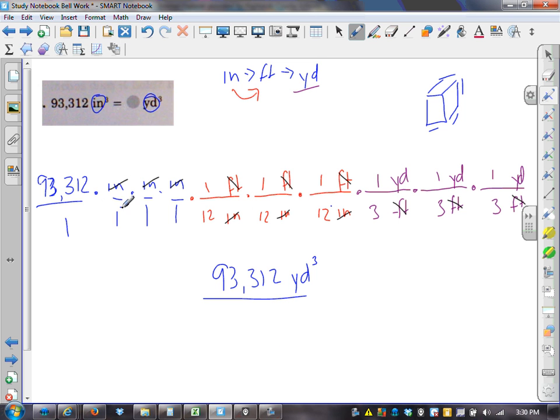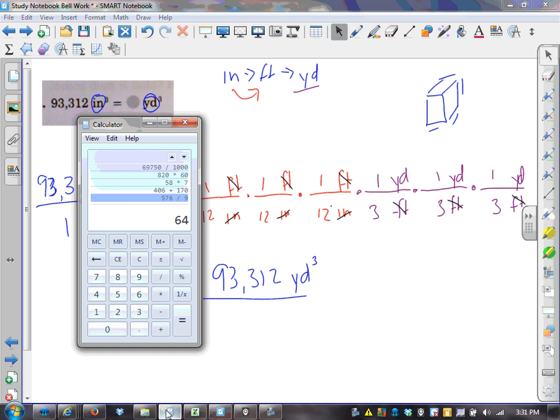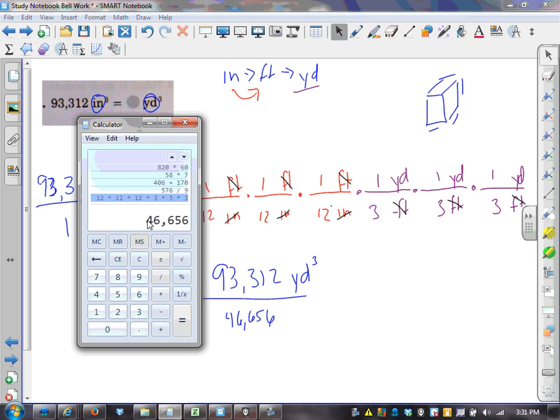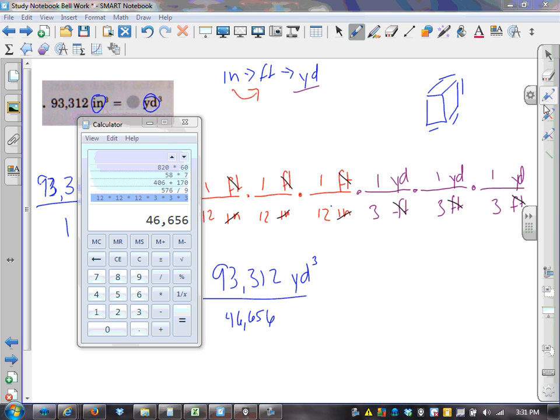Well, actually 1 times 1 times 1 times 1 times 12 times 12 times 12 times 3 times 3 times 3. So I'm going to need a calculator for that. So 12 times 12 times 12 times 3 times 3 times 3. It's 46,656. Just double check that. Yep. And there's nothing else on the bottom, so we don't have to worry about that.